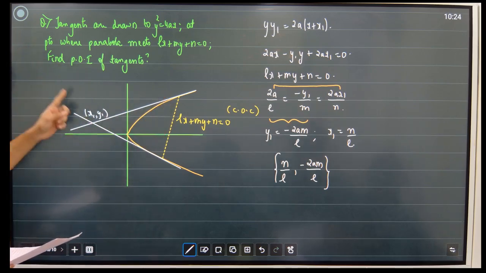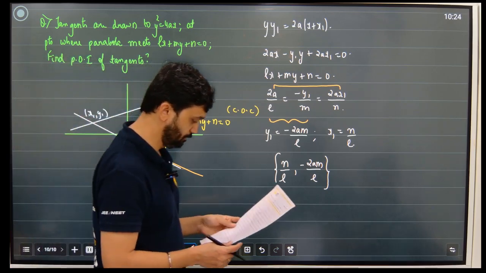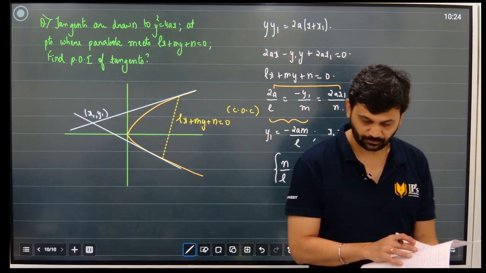So I've got x1 ka value and y1 ka value. x1 is nothing but n upon L, and y1 is nothing but minus 2am upon L. Have you guys understood this?